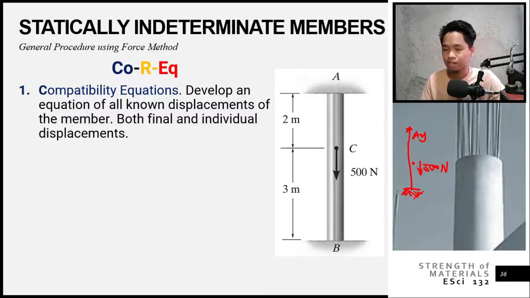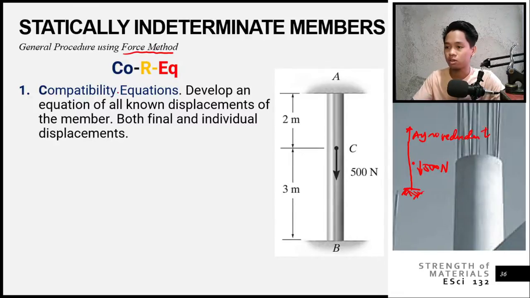Again, I've treated this as a member that is fixed on one side and free on the other side. It is determinate already. Right? So the purpose now is how are we going to solve your AY? Alright, again, if you are going to use force method, the first unknown force that you will solve is the redundant force. Whichever you made the redundant, that is the first one you will solve.